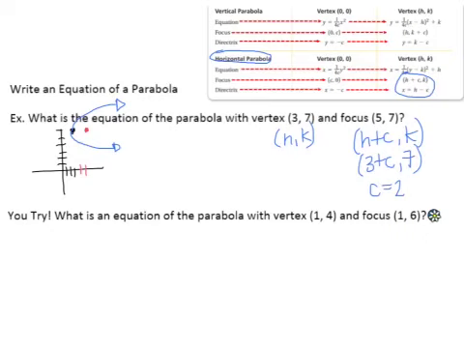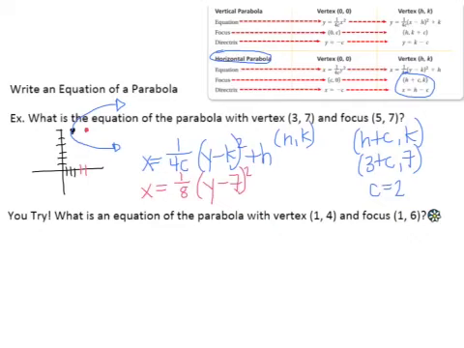Now I can write my equation. I'm using the equation x equals 1 over 4c times the quantity y minus k squared plus h. So substituting in all that I know, x is equal to 1 over 4 times 2, so 1 over 8, y minus k, k is 7, so y minus 7 squared, plus h is 3, so plus 3. So here's the equation of my parabola.